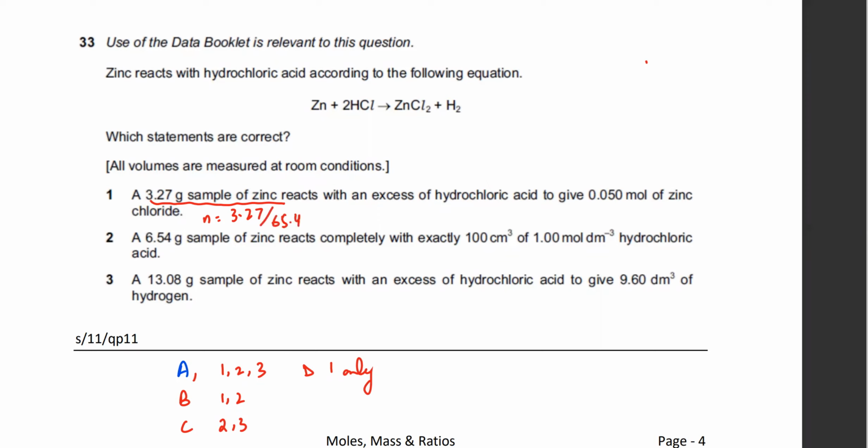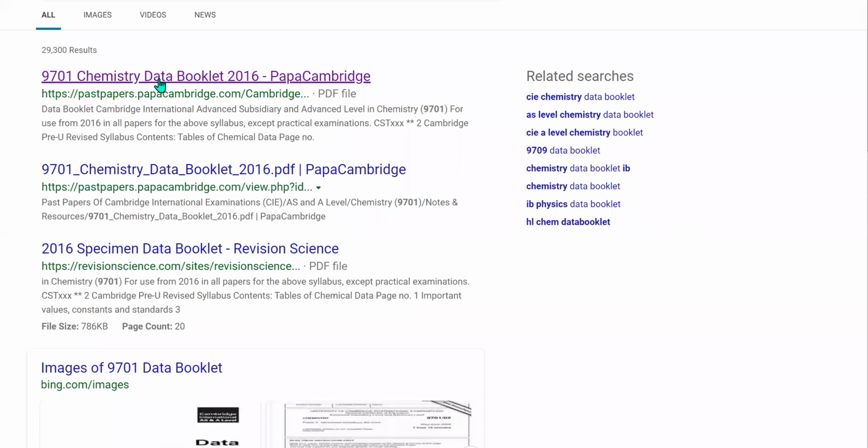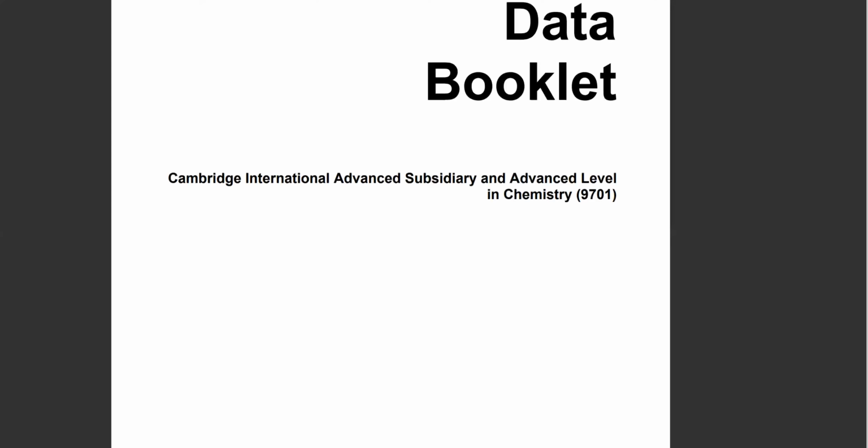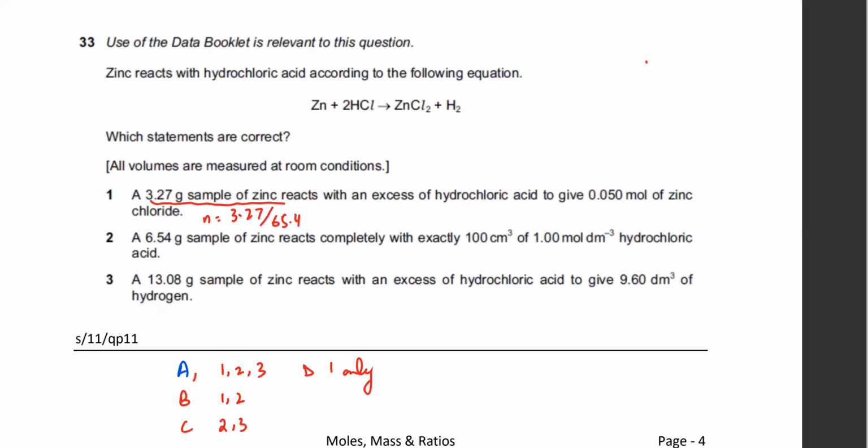For zinc, we can open the periodic table or the data booklet. Make sure you have the 9701 data booklet, always keep it with you or have it printed. So here's a periodic table, and we're looking for zinc, which is 65.4. So zinc is 65.4 and you find the moles.